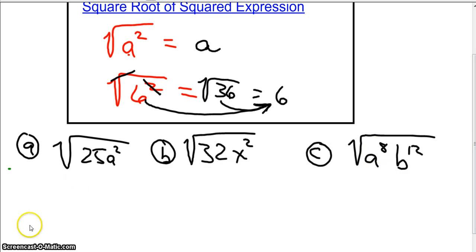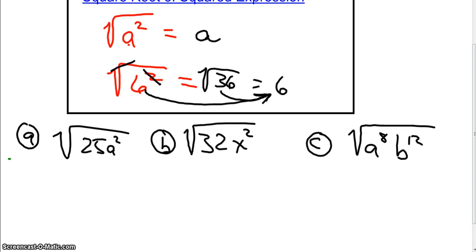Go ahead and pause the video and come back and we'll see how this gets simplified. When you have a radical with more than one factor inside, you can actually expand this, like we were expanding things yesterday. Okay, we can say this equals the square root of 25 times the square root of a squared. We can deal with each factor independently like that.